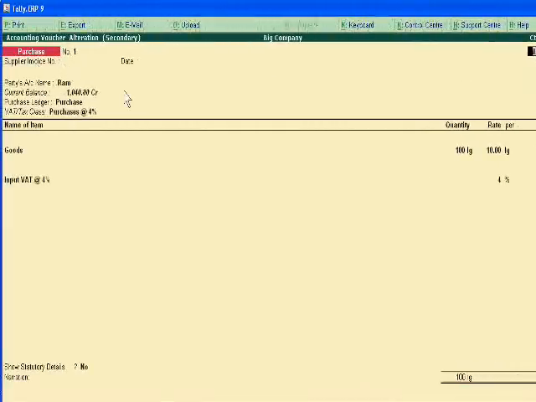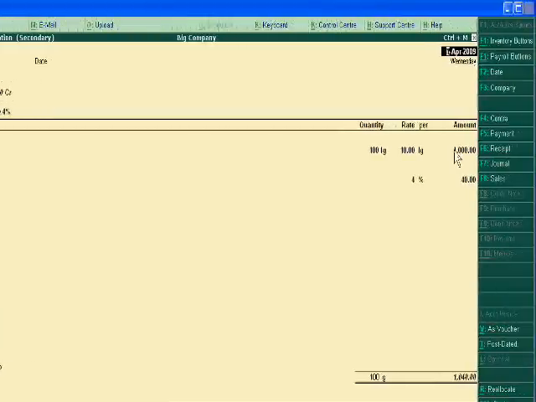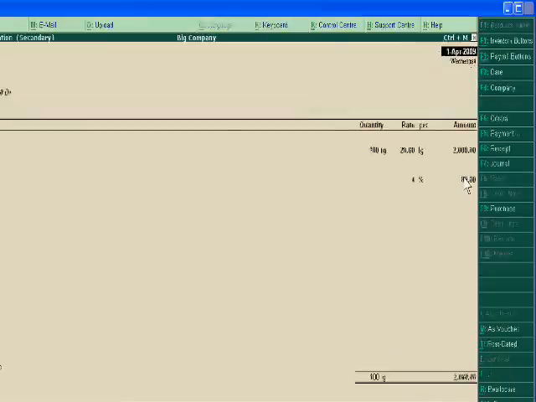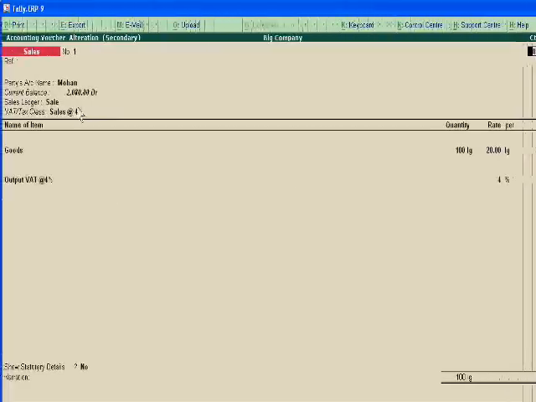In manual terms, I can say purchase account debit, VAT input account debit, to creditor account, Ram is the creditor. So the total liability to the creditor is 1040, and we have to pay 1040. Next we have passed the entry of sale. The same goods we have sold for 2000, and 80 is output VAT which we have to collect from our debtor Mohan. So the manual entry is debtor Mohan account 2080 debit, to sale account 2000, VAT output 80.